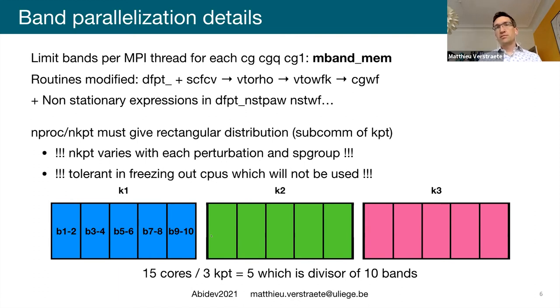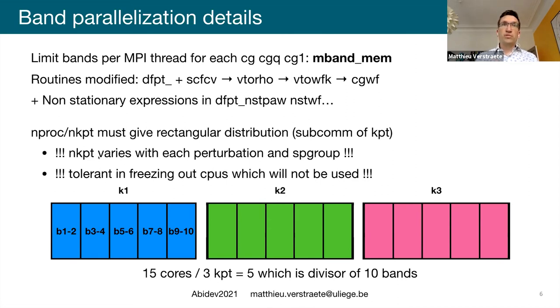If I had 6, so if I had 18 cores instead of 15, I would be stuck, and at least 3 of the cores would not be usable because my 10 bands would not distribute over 6. This is not a technical problem right now. It doesn't stop the calculation, but now these processors will simply not be used, so it's a waste.